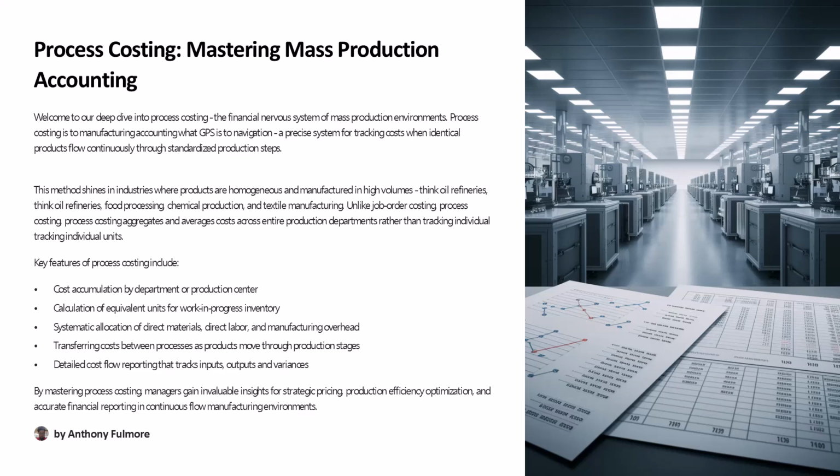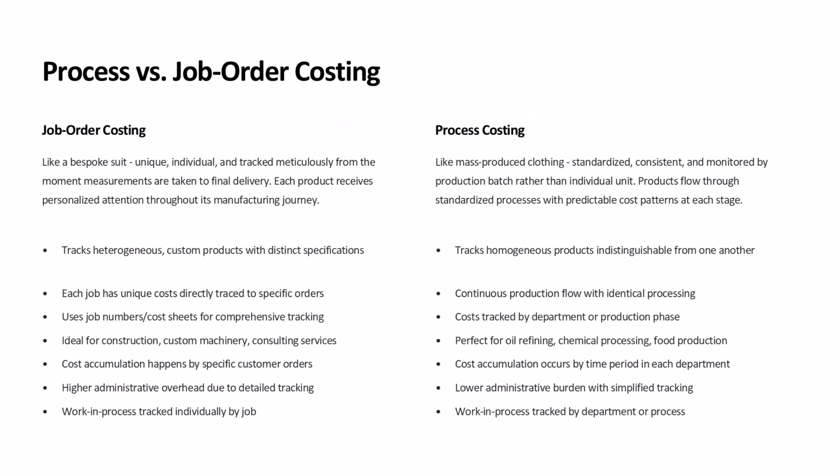Slide 2, Process versus Job Order Costing, Overview. Let's establish the relationship between process and job order costing. They're siblings raised in the same accounting household but with radically different personalities. Both systems track the holy trinity of manufacturing costs, materials, labor, and overhead. Both use the same fundamental accounting architecture: raw materials, work in process, and finished goods accounts.